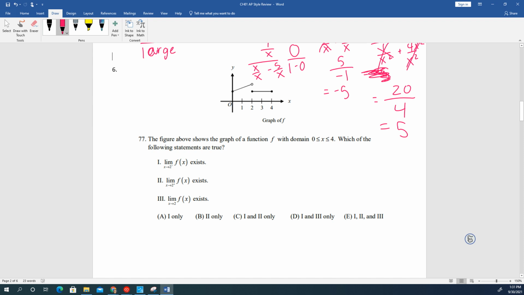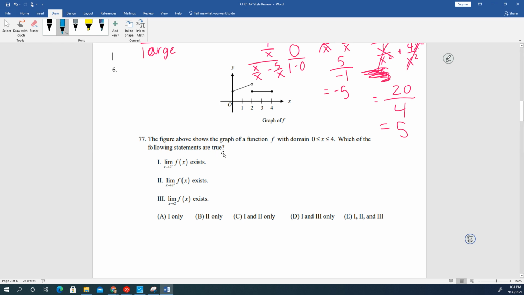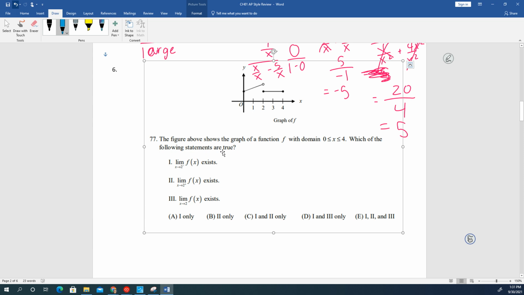Okay, this one, because it's numbered 77, would be on the calculator portion, but obviously looking at the problem setup, we're probably not going to need our calculator. It says, the figure above shows the graph of a function f with domain 0 to 4. Which of the following statements are true? All right, let's go through these.